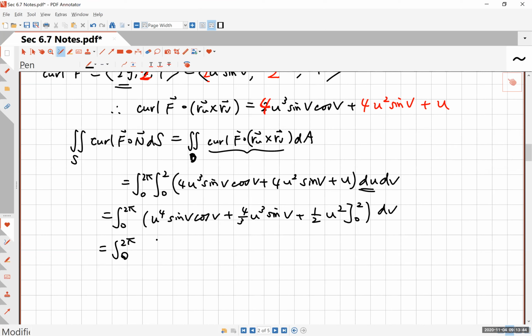And let's go ahead and simplify that. When you put in 2 to the fourth, that's 16 sine v cosine v plus, and this is going to be a big number, 8 times 4 is 32 over 3 sine v plus, and then you plug in 2, that's 2. And so this is our new integrand with respect to v.